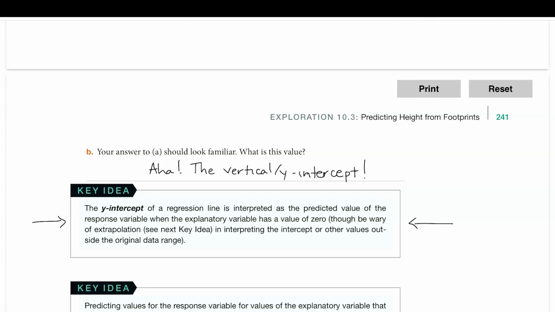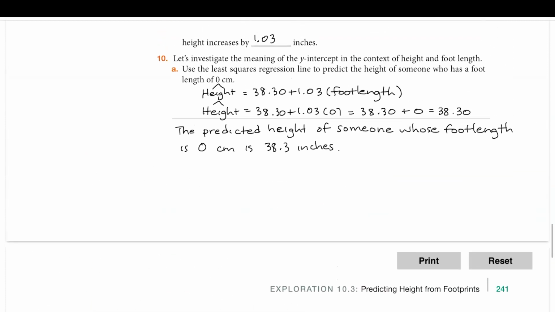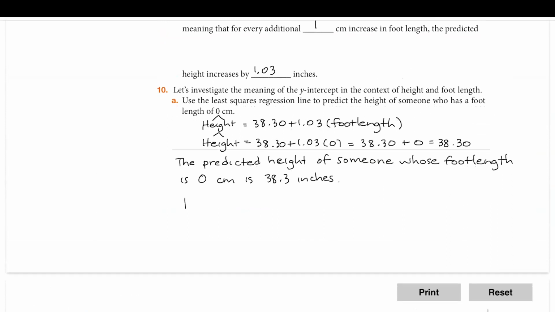So the key idea here: the y-intercept of a regression line is interpreted as the predicted value of the response variable when the explanatory variable has a value of 0, but be wary of extrapolation; see the next key idea box. What we did just now when we answered number 10 is extrapolation. Predicting values for the response variable for values of the explanatory variable that are outside the range of the original data is known as extrapolation and can give very misleading predictions.